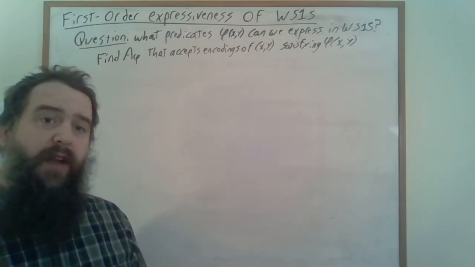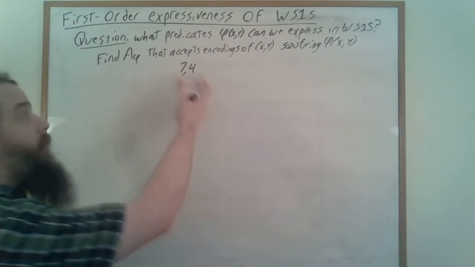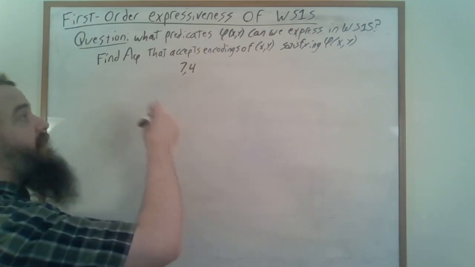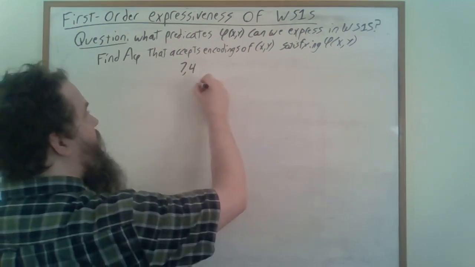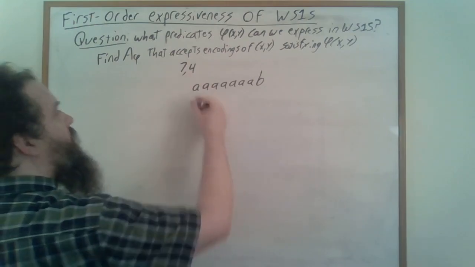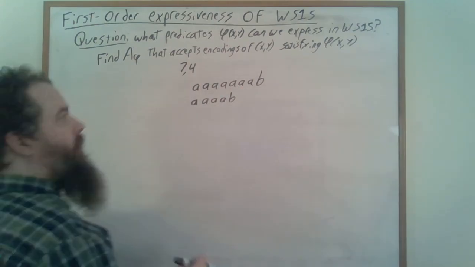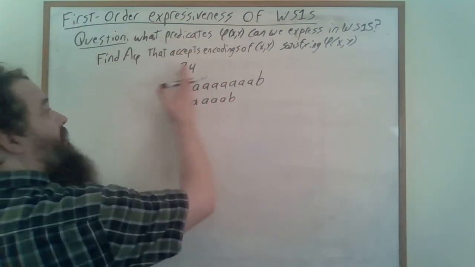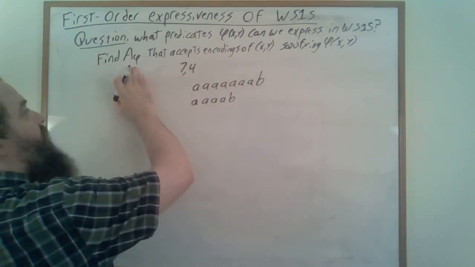So how did we encode pairs of natural numbers as a single word? Suppose we wanted to encode the pair 7, 4. We first translate each of them individually into words. So 7 is going to be this word, 7 a's followed by a b, and 4 is going to be 4 a's followed by a b. And then we're going to want to merge these words together so that we can read them in simultaneously in our automaton A sub phi.